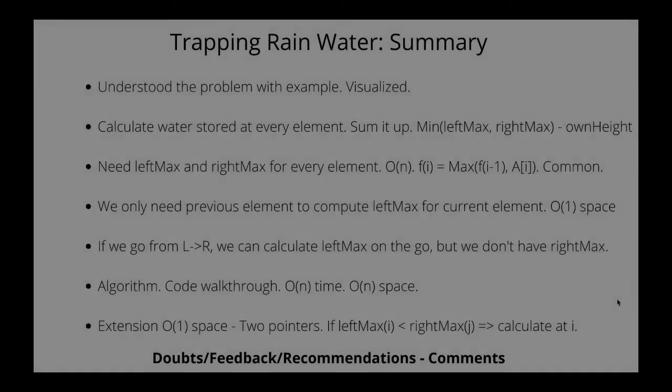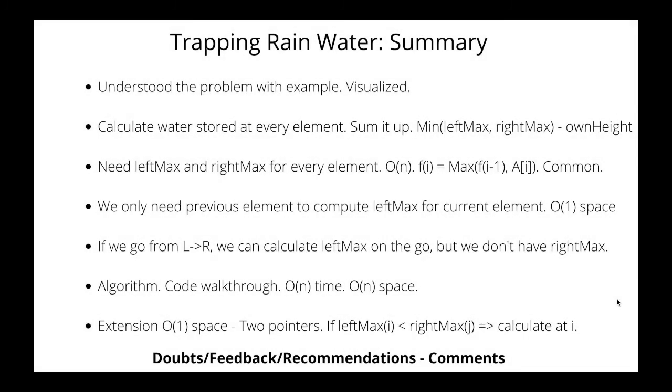To summarize, we first understood the problem with an example. Then we saw that we can calculate the total water by calculating the water stored at every element and then summing it up. To calculate the water stored at every element, we needed the maximum value to its left and the maximum value to its right. We needed to take the minimum of the two and then subtract its own height from it. That will be the water stored at that particular element.